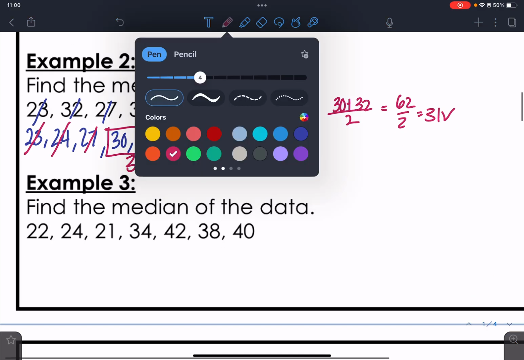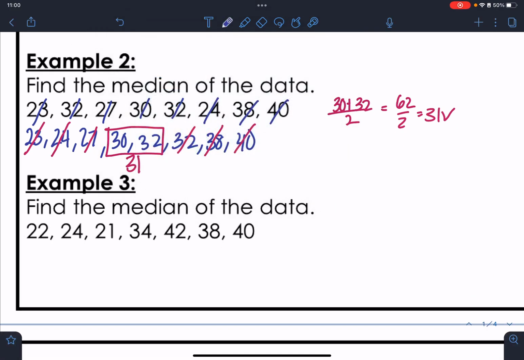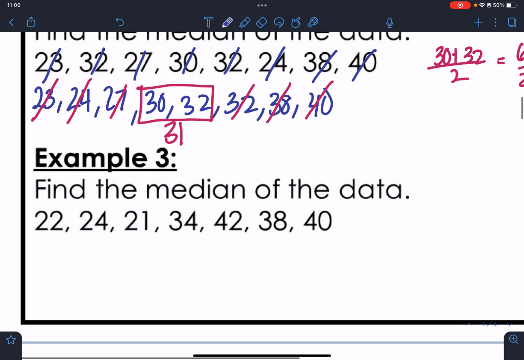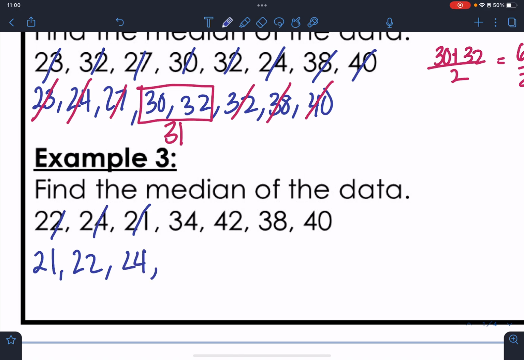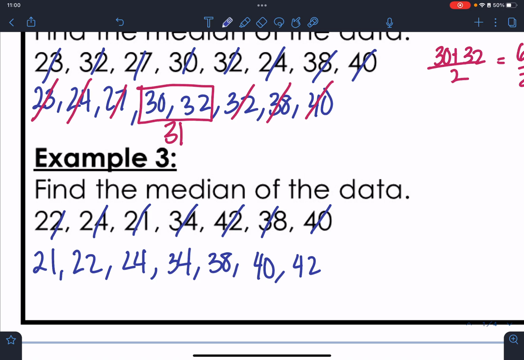So now I'm going to put these numbers in order from least to greatest. So let's do that. So we have 21, 22, 24, 34, 38, 40, and 42. Okay? Just to show you how they're a little bit different.